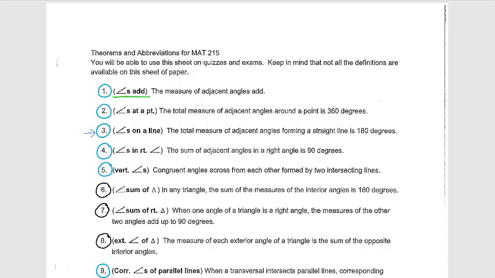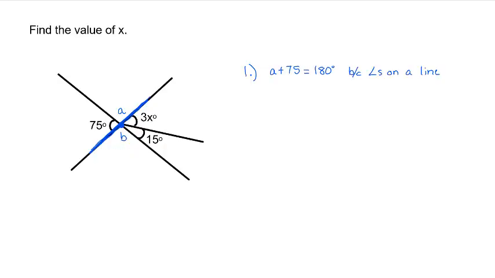And so that's where you would find that. Okay, so then I do some algebra and I subtract my 75 from both sides, and I have A is equal to 105 degrees. Okay, so I'm going to put that in here. That's equal to 105 degrees. I'm going to use a different color.